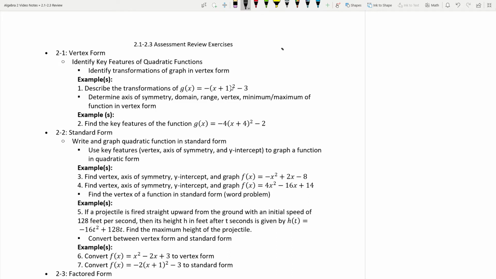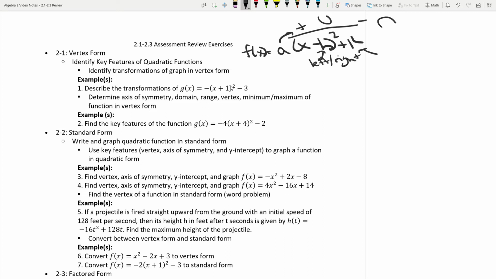Remember that the vertex form is f of x equals a times (x minus h) squared plus k. In this case, a tells us what direction the parabola opens. If a is positive, the parabola opens up. If a is negative, the parabola opens down. And then h tells us if it's going left or right, and k tells us whether it's going up or down.